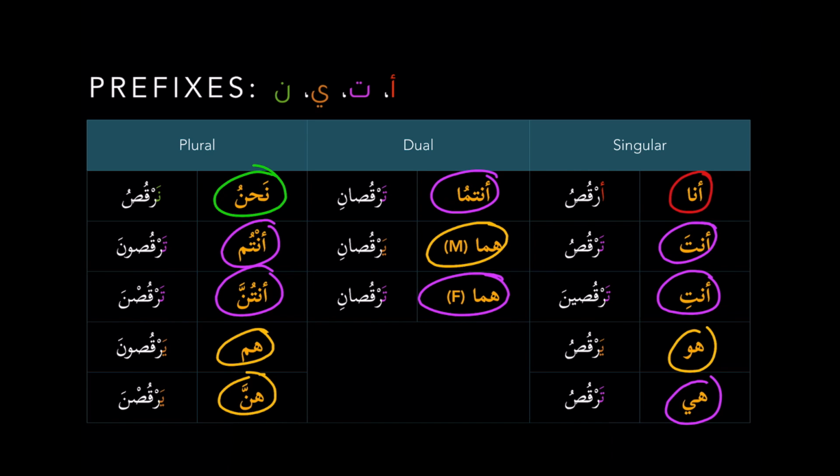Again, these will never change in the present tense, regardless of the form of the verb or whether it's a sound, hollow, defective, doubled, or even hamzated verb. Be sure to memorize these patterns. Notice the vowel on all the prefixes is a fatha. This is specific to Form 1 verbs and also Forms 5 through 10. In Forms 2 through 4, the prefix vowel will be a dhamma, but we'll cover that later.